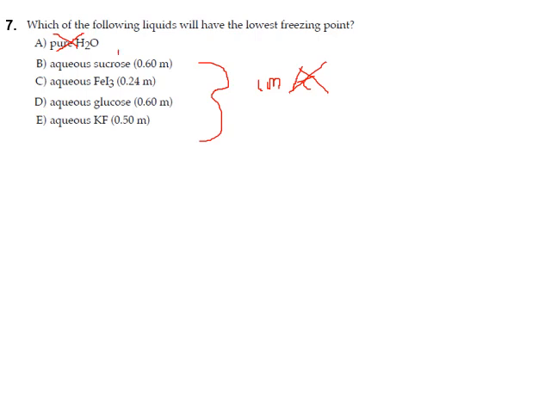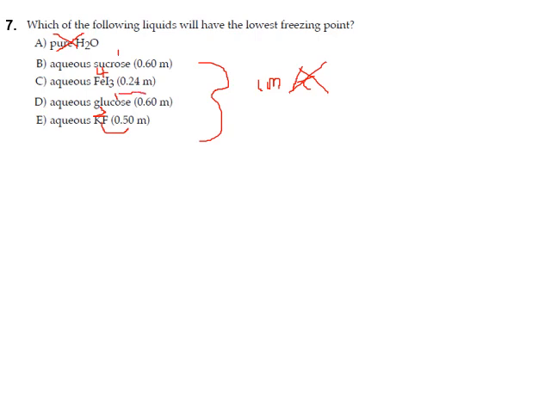i is 1 for sucrose. Let's just do all the i's. So for FeI3, it's 4. For glucose, it's 1, and for KF, it's 2. Okay, so here we're going to multiply 2 times 0.5. Here we're going to multiply 1 times 0.6.